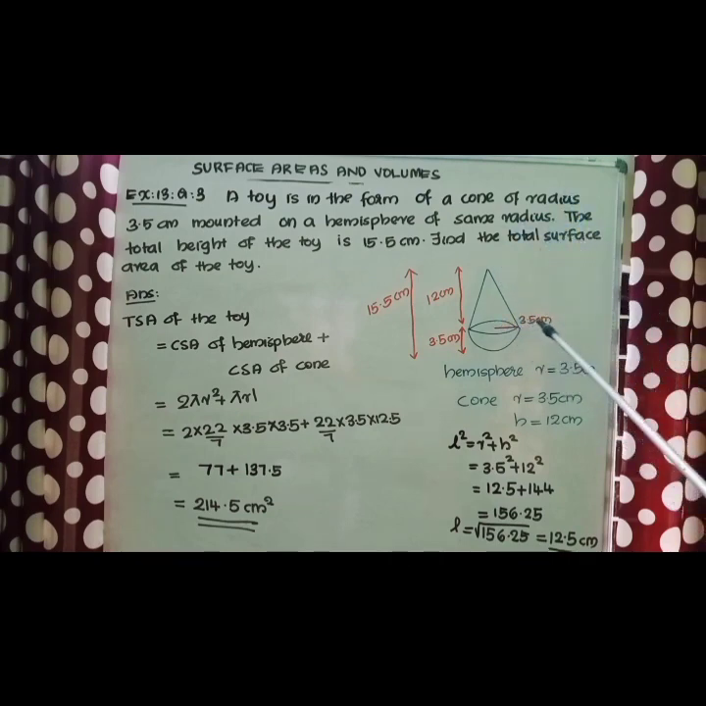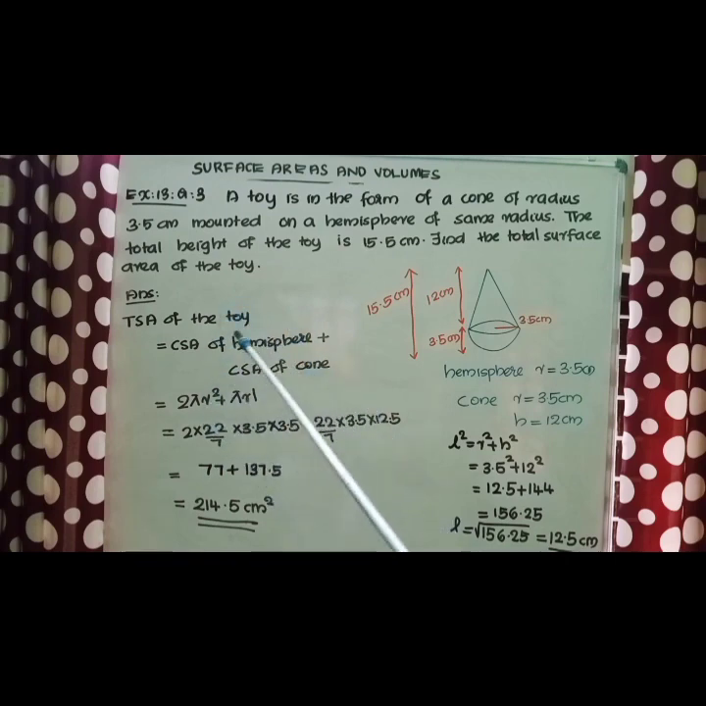The radius of the hemisphere is given as 3.5 centimeter. So the height of this hemispherical portion is 3.5 centimeter. It is given the total height of the toy is 15.5 centimeter. So the height of this conical part is 15.5 minus 3.5, that is equal to 12 centimeter. Our question is to find the total surface area of the toy. So that is equal to CSA of hemisphere plus CSA of cone.